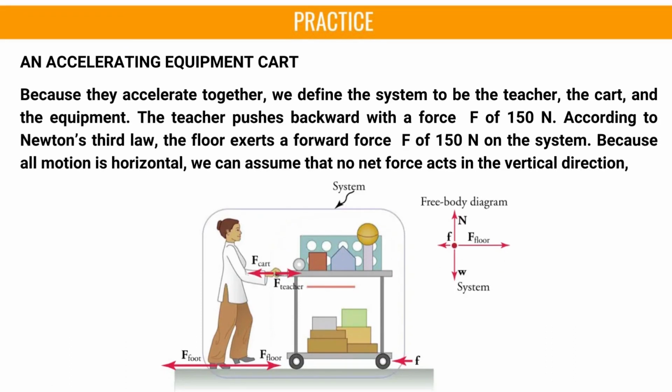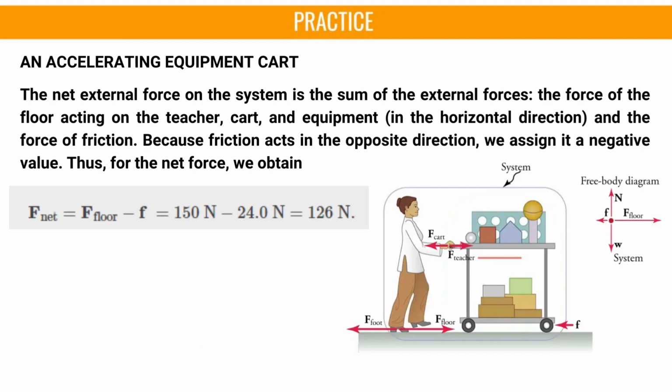Because they accelerate together, we define the system to be the teacher, the cart and the equipment. The teacher pushes backward with a force F of 150 N. According to Newton's third law, the floor exerts a forward force F of 150 N on the system. Because all motion is horizontal, we can assume that no net force acts in the vertical direction. The net external force on the system is the sum of the external forces: the force of the floor acting on the teacher, cart, and equipment in the horizontal direction, and the force of friction. Because friction acts in the opposite direction, we assign it a negative value. Thus, for the net force, we obtain 126 N.